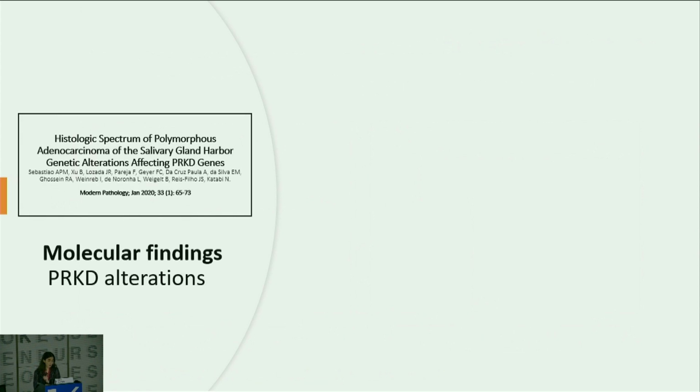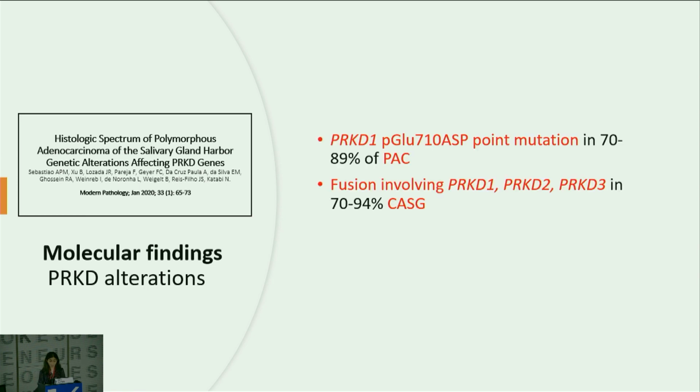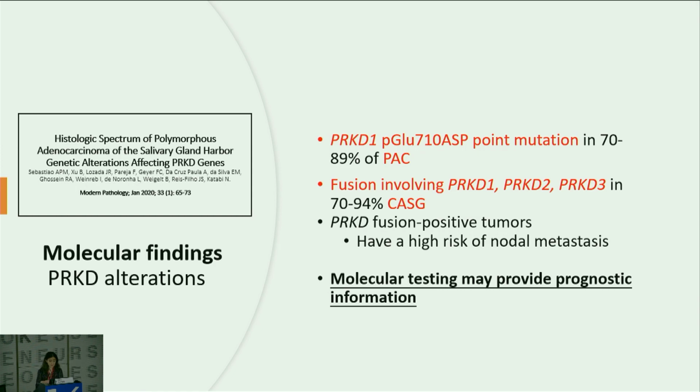At the molecular level, both cribriform adenocarcinoma and polymorphous adenocarcinoma show a molecular alteration in the same gene family, the PRKD family. However, the majority of classic conventional polymorphous adenocarcinoma show a point mutation in PRKD1, whereas most cribriform adenocarcinoma shows a fusion gene involving PRKD1, 2, 3. In a study we did on this tumor, we found that regardless of the architecture, the presence of PRKD fusion seems to have a correlation with high risk of nodal metastasis. So molecular testing in this tumor may provide prognostic information regarding lymph node metastasis.